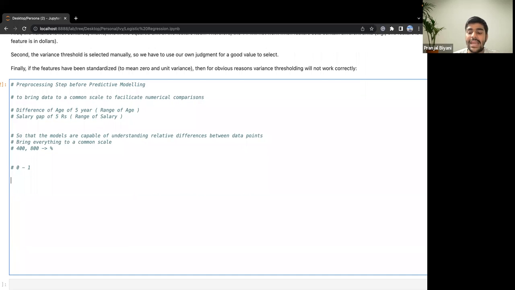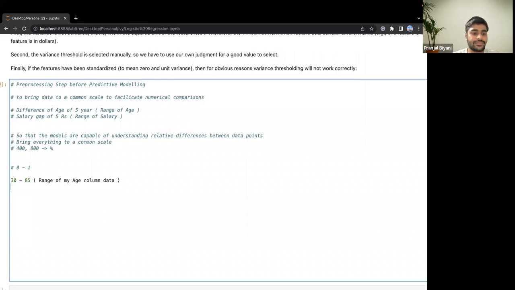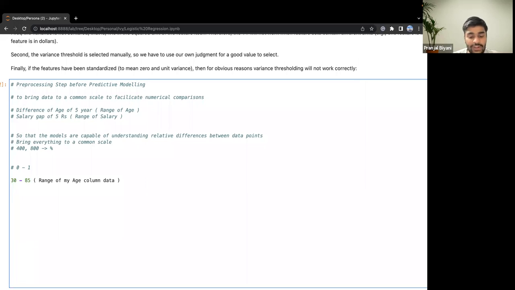Suppose my age ranges from 30 to 85. This is the range of my age column data. What will I do? Every age data point that I have, I am going to apply this transformation: age minus minimum age, divided by maximum age minus minimum age.